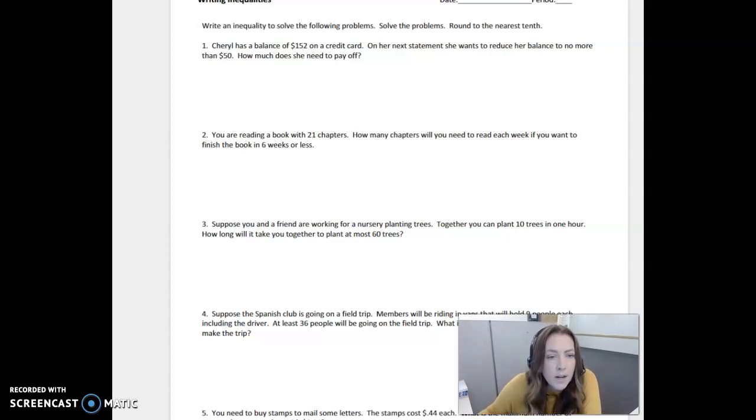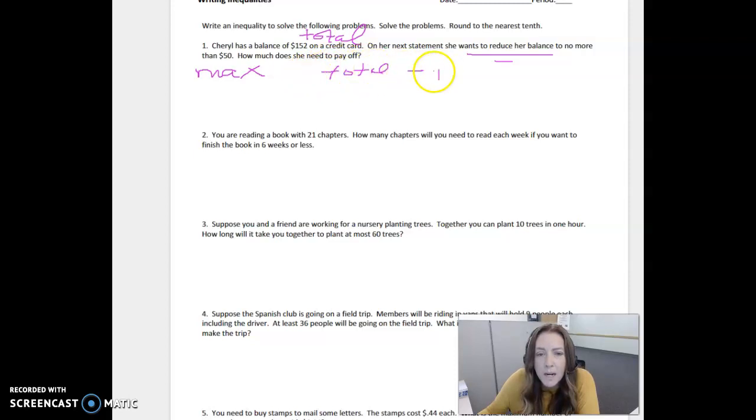We've got a balance of $152, so that's kind of like our total. On her next statement, she wants to reduce, so reduce means to kind of subtract her balance to no more than 50. So we want that to be our max. How much does she need to pay off? So I kind of think, how does this work? So if I kind of take my total and I take off what I pay, then that should be what I'm left with.